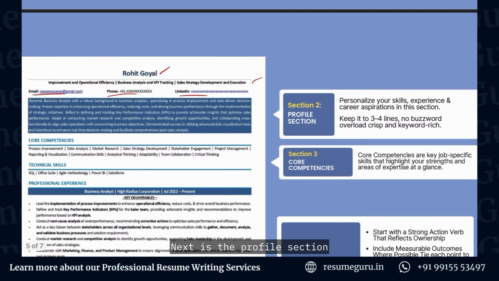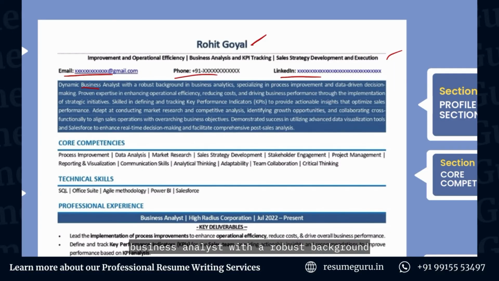Next is the profile section. Now the profile section is where you personalize your skills, experience, and career aspirations, and you make it tailored for the role that you are applying for. You can keep it 3 to 4 lines, or you can even make it in bullet points, but keep it brief. So for this client, we have mentioned dynamic business analyst with a robust background in business analytics, process improvement, data-driven decision making, etc. So enhancing operational efficiency, reducing costs, and tracking key KPIs and things like that.